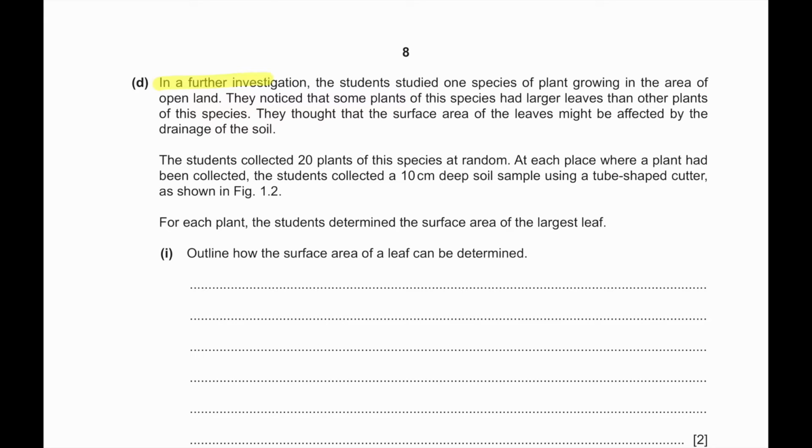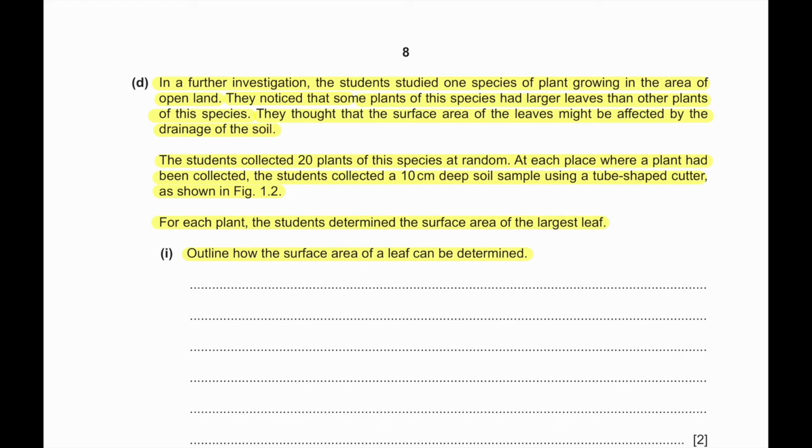Part D. In a further investigation, the students studied one species of plant growing in the area of open land. They noticed that some plants of this species had larger leaves than other plants of this species. They thought that the surface area of the leaves might be affected by the drainage of the soil. The student collected 20 plants of this species at random. At each place where a plant had been collected, the student collected a 10 cm deep soil sample using the tube-shaped cutter as shown in figure 1.2. For each plant, the student determined the surface area of the largest leaf. Outline how the surface area of the leaf can be determined.